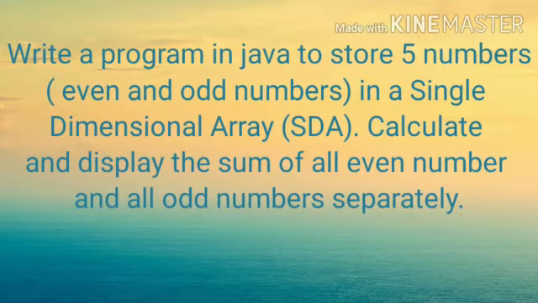The program is: write a program in Java to store 5 numbers, even and odd numbers mixed up, in a single dimensional array, and calculate and display the sum of all the even numbers and all the odd numbers separately.